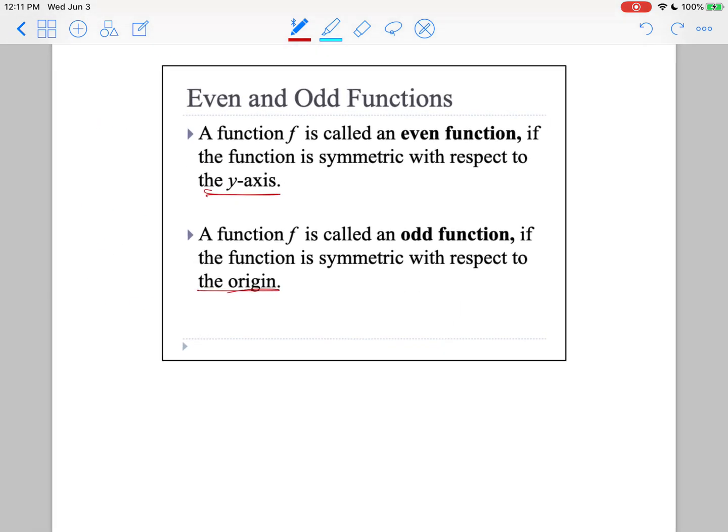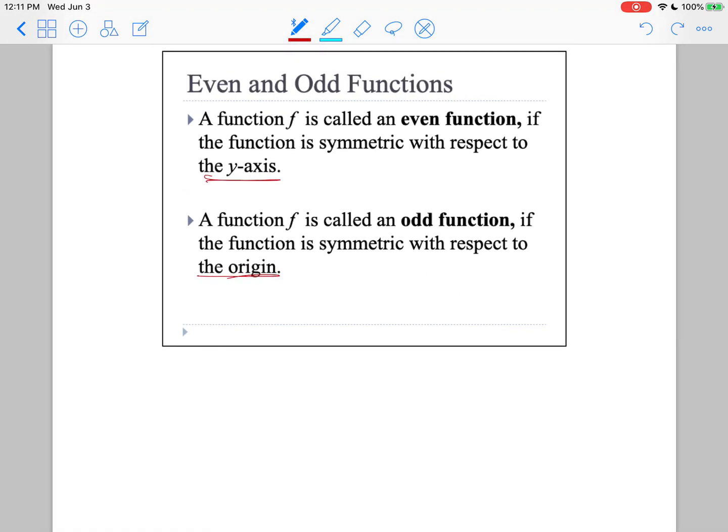So if I wanted to figure out if something was even or odd, for even, I would replace all of my x's with negative x's, and try to get back the original function. If we're looking for odd, I would replace x with negative x, and I would also replace y with negative y and see if I can get back the original equation.